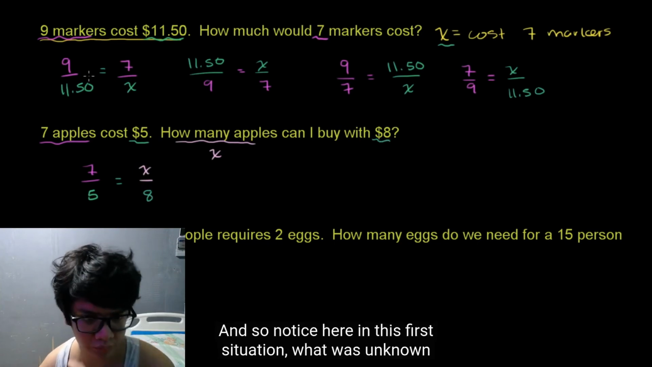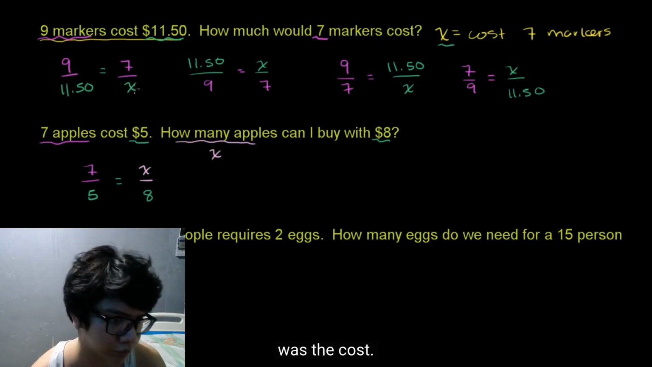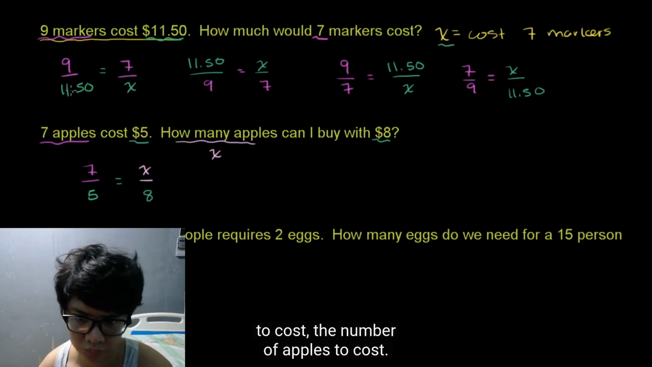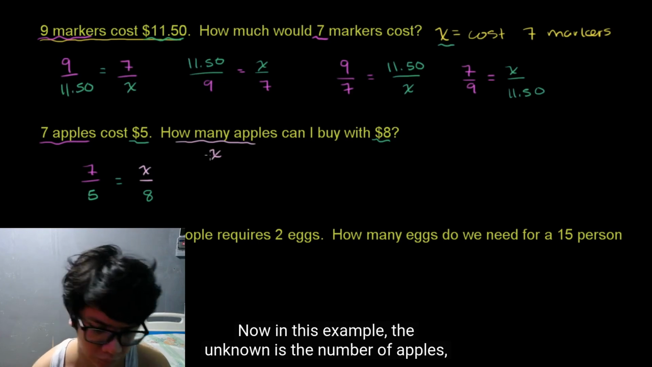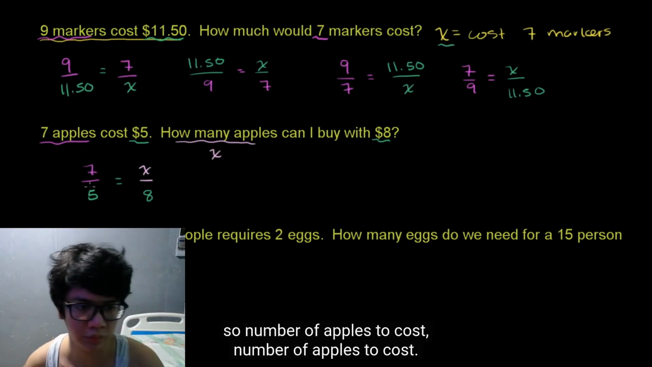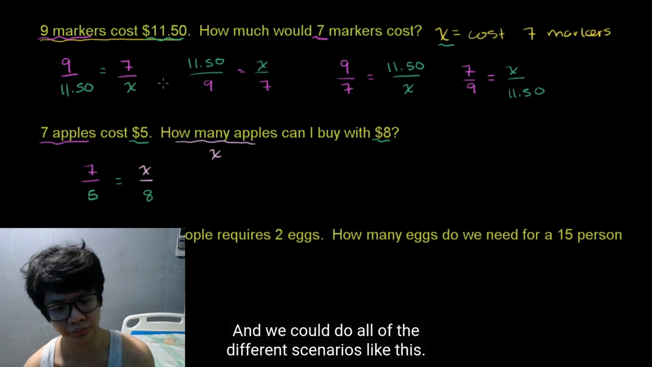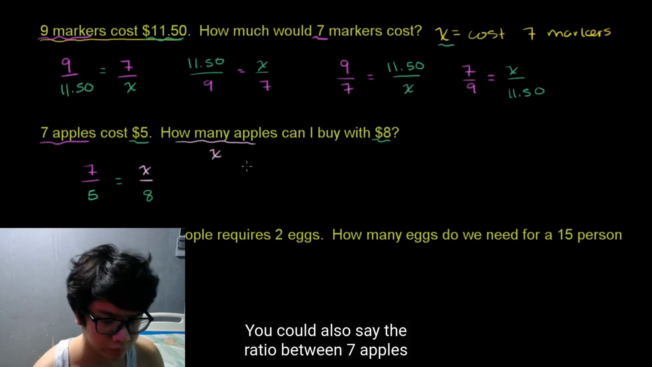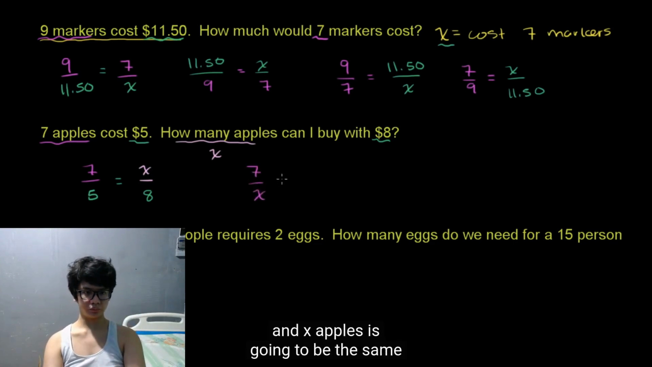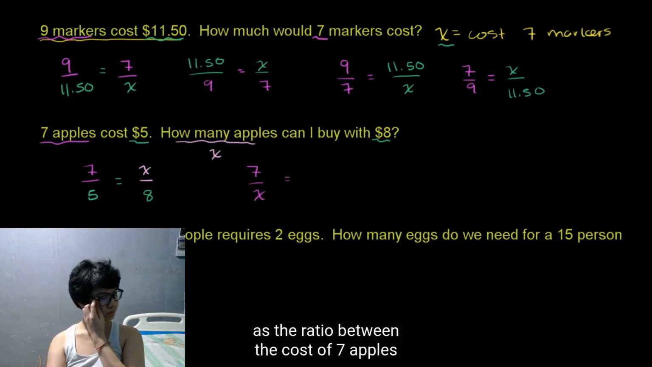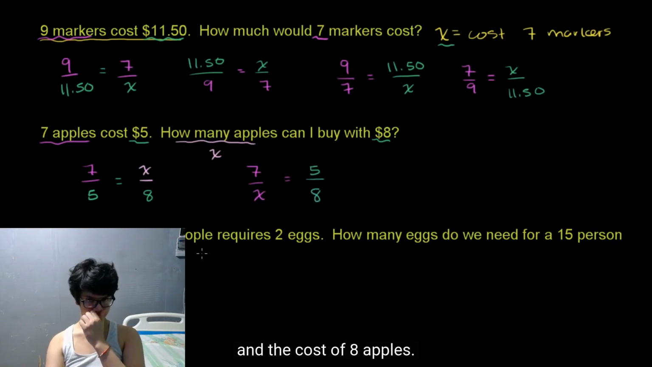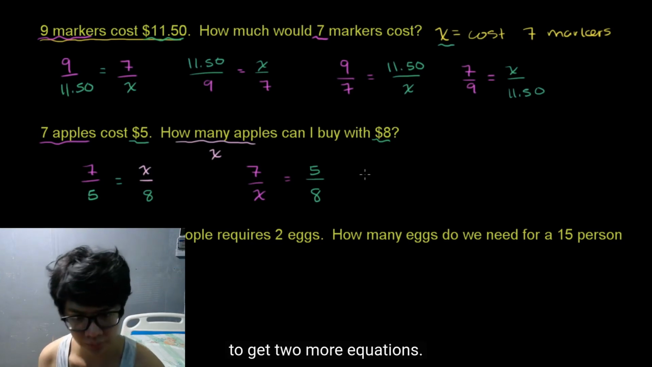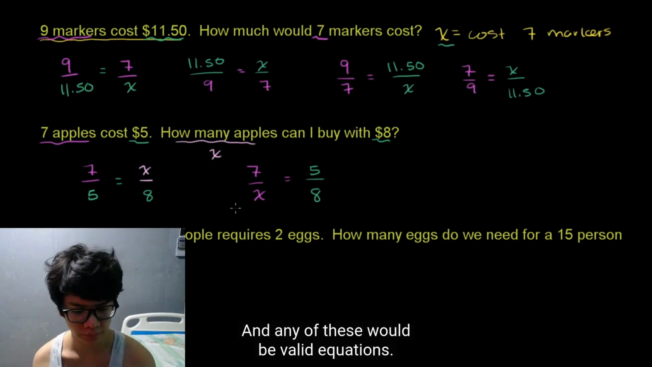And so notice here, in this first situation, what was unknown was the cost. So we kind of had the number of apples to cost, number of apples to cost. Now in this example, the unknown is the number of apples. Now we can do all of the different scenarios like this. You could also say the ratio between 7 apples and x apples is going to be the same as the ratio between the cost of 7 apples and the cost of 8 apples. And obviously you could flip both sides of these, either of these equations, to get 2 more equations. And any of these would be valid equations.